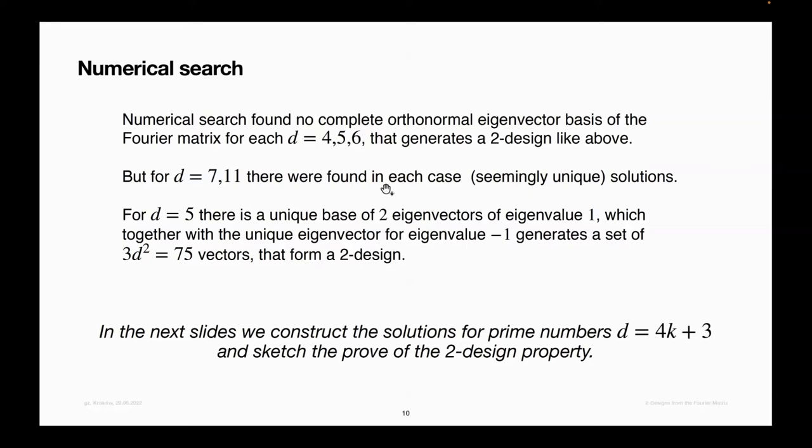One remark for the other dimensions: in dimension five, there was something special. I could take only three eigenvectors, and applying the D squared Weyl-Heisenberg matrices to them, I could form 75 vectors, which form a two design. For the rest of the talk, we focus on the sequence 3, 7, and 11. I will come back to the general case at the end.